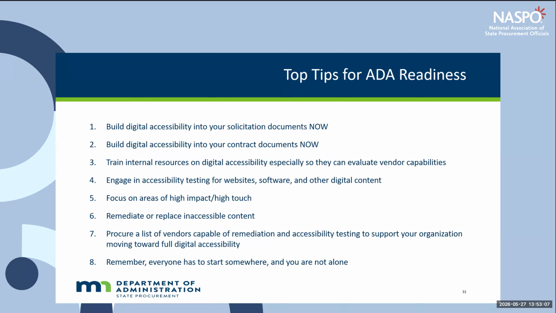And as we head towards the deadline, which is about a year away, focus on areas of high impact, high touch, and on the things that remediate or replace inaccessible content, especially things that we want the public to be engaging with, because we serve all of the public, not just specific populations. Procure a list of vendors that are capable of remediation and accessibility testing to support your organization moving towards full digital accessibility. I mentioned we have a lineup of vendors built within one of our IT procurement programs that can engage in digital accessibility. They've been evaluated, and we know they're going to deliver good service to the agencies that engage them.